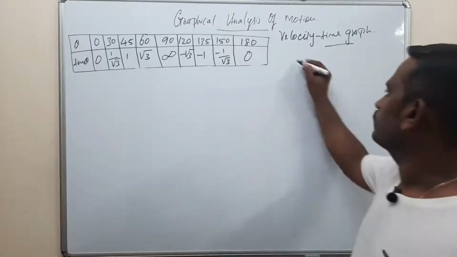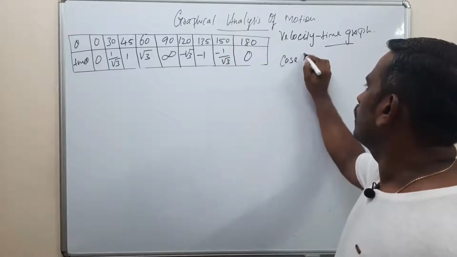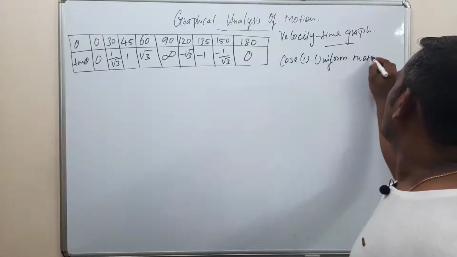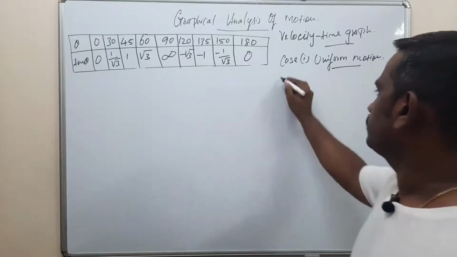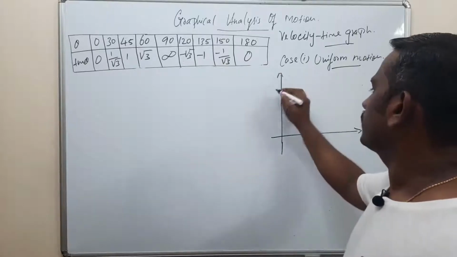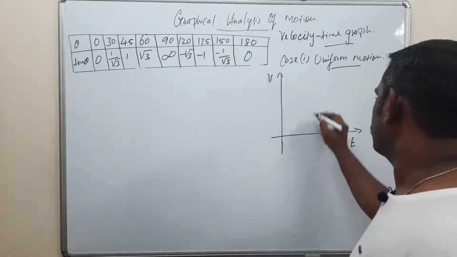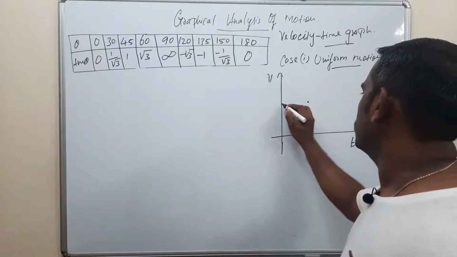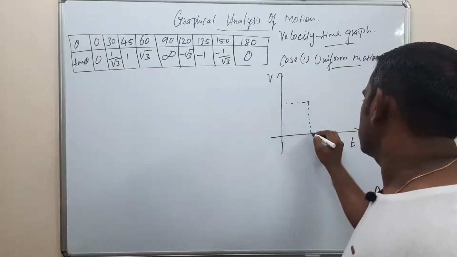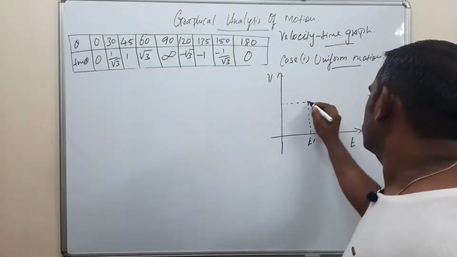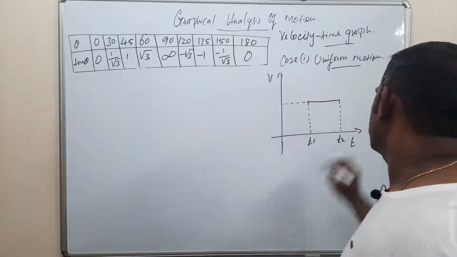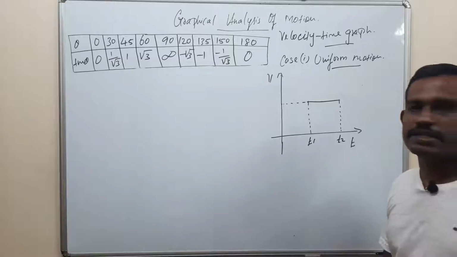Case 1, uniform motion. Uniform motion. So, velocity time graph. At time t1 it has a velocity, and at t2 it has the same velocity. That is uniform motion.